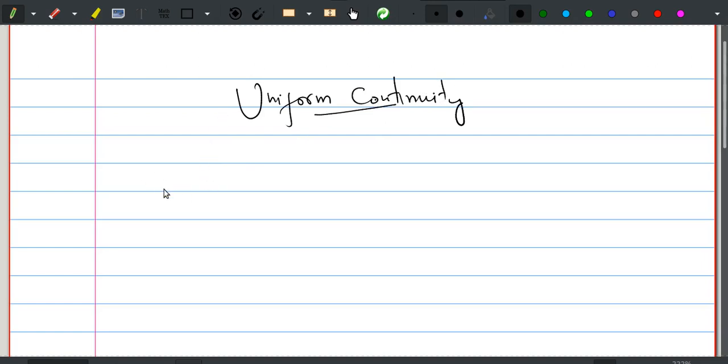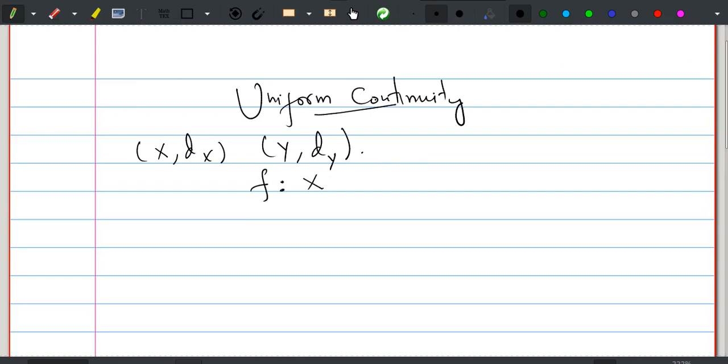Let us consider two metric spaces (X, dx) and (Y, dy). Let us consider a function f which is continuous at each point. So we have a function f from X to Y which is continuous, i.e. f is continuous at each point x naught in X.